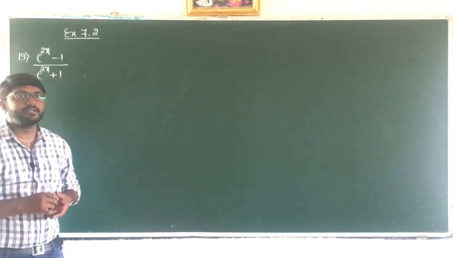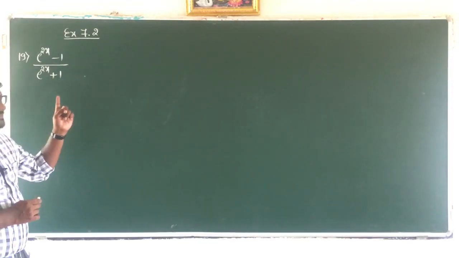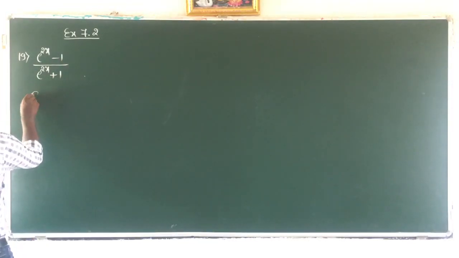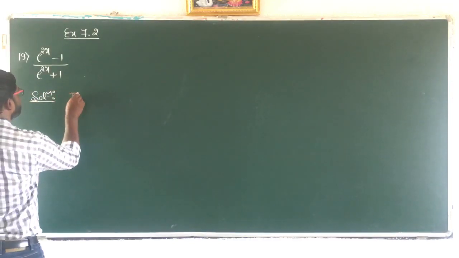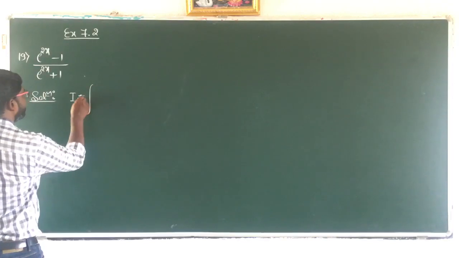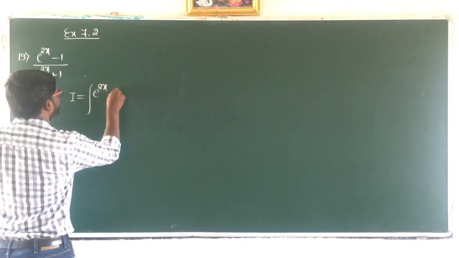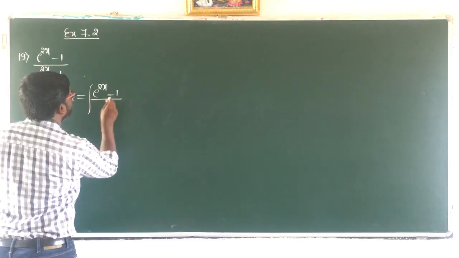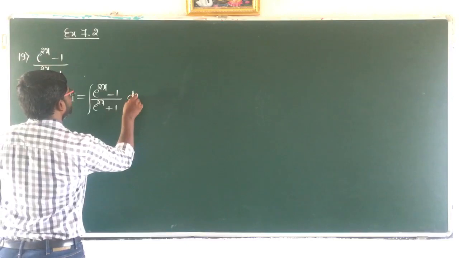The 19th question, it is e to the power 2x minus 1 divided by e to the power 2x plus 1. So I write the function as I, which is equal to the integral of e raised to 2x minus 1 divided by e raised to 2x plus 1 dx.